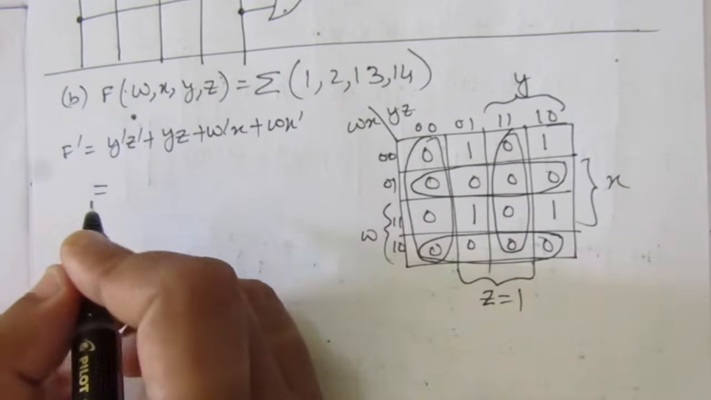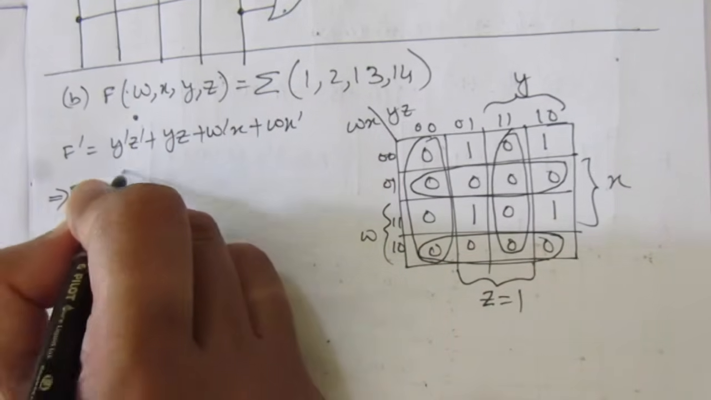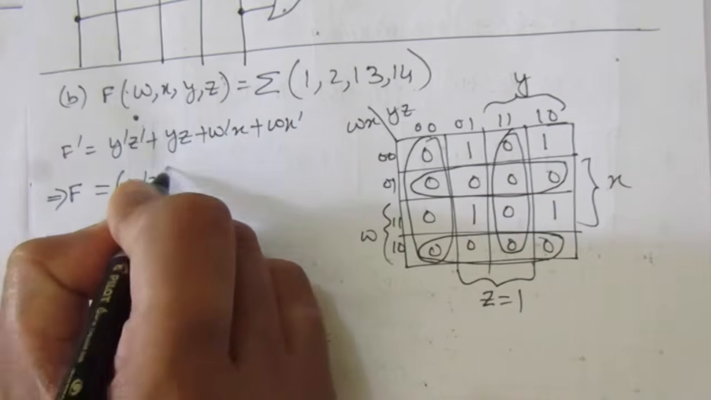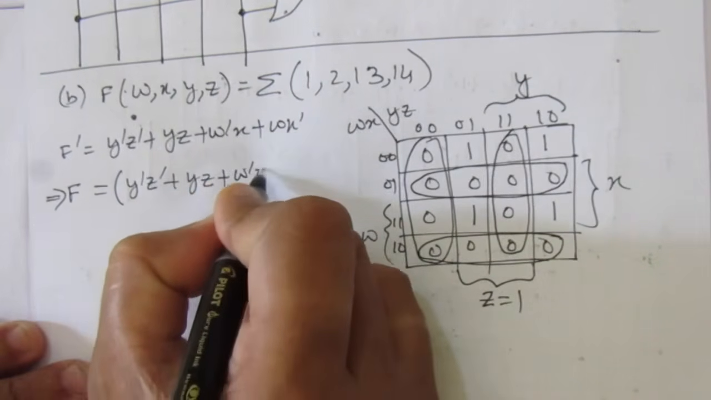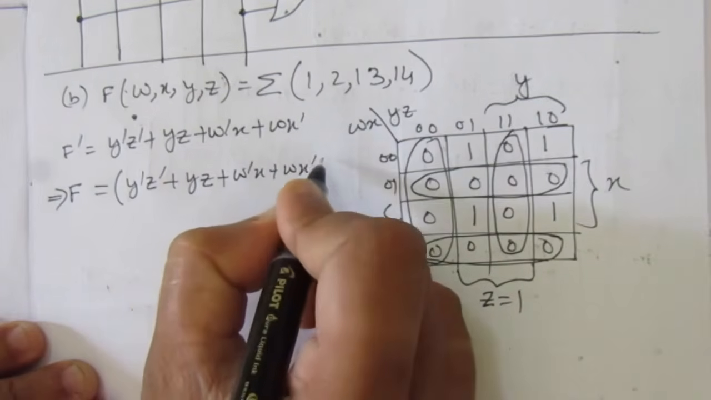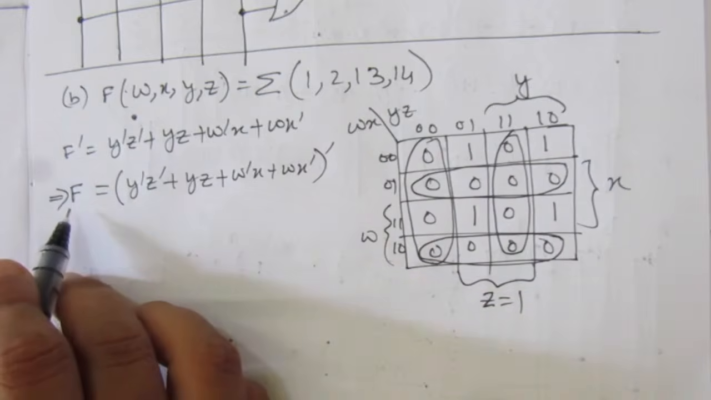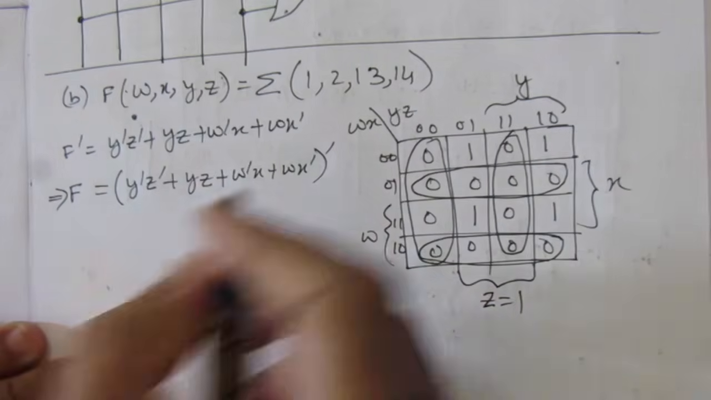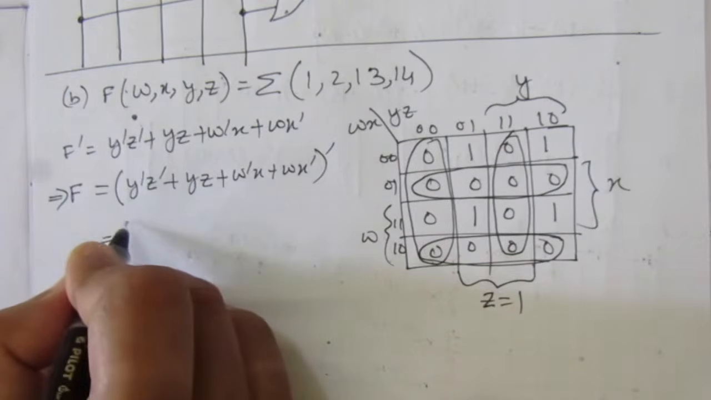So this is the f complement function. If we find out the function f, we have to complement it: (y bar z bar plus yz plus w bar x plus w x bar) whole bar, because we have complemented the complemented function and we have got the function. So let us keep this outer bar here only.